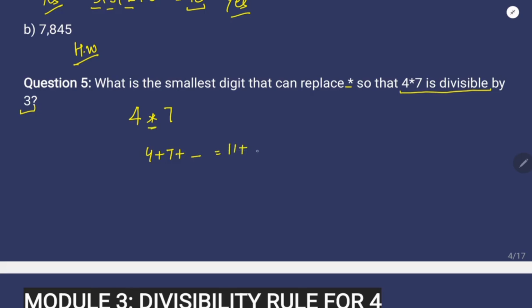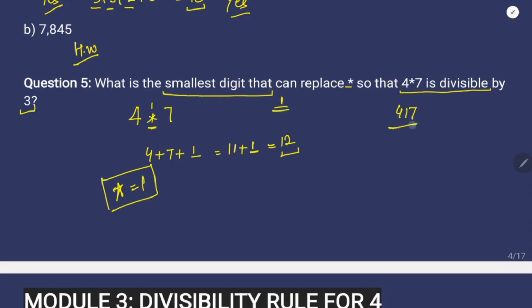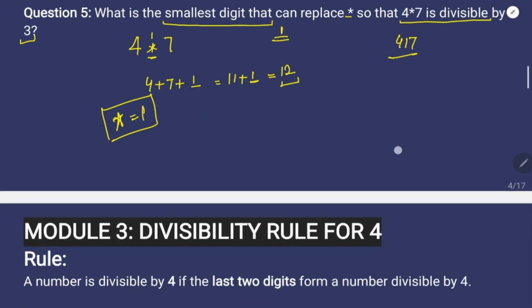What should the minimum number, the smallest digit, what should I add here, so that the number becomes divisible by 3? If I add 1 here, it will become 12, right? And I know that 12 is divisible by 3. So that means star should be equal to 1. So the smallest digit they are asking is 1, right? And the answer is 417, the new number that is divisible by 3, right?